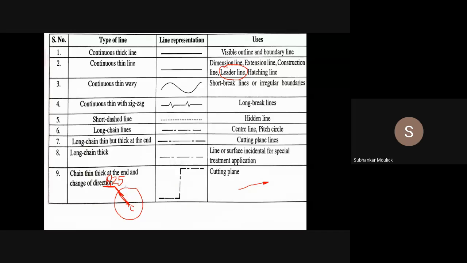If in the question the radius of the circle is in centimeter, you have to convert it into mm, because in drawing we represent each and every dimension in terms of mm. And this particular horizontal line is known as your leader line. Is it clear?